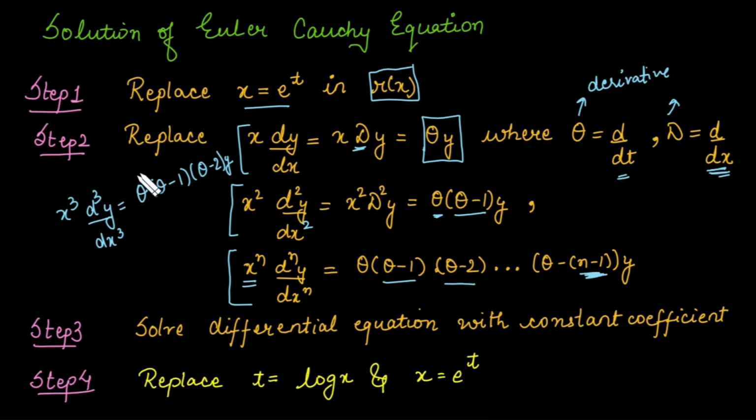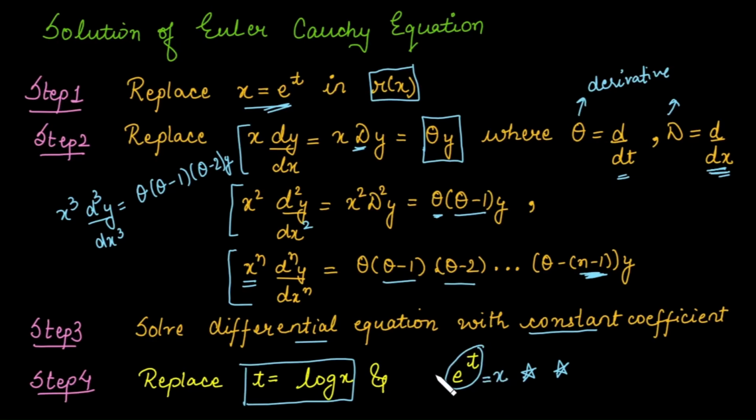Once you follow steps 1 and 2, we have a differential equation with a constant coefficient. Then we will use the usual methods to find the solution of a differential equation whenever we have a constant coefficient. At last, that step is very, very important. Once you are getting the answer, replace t by log of x, that is evaluated as the value of t from here. Or if we have e raised to power t term, that is replaced by x.